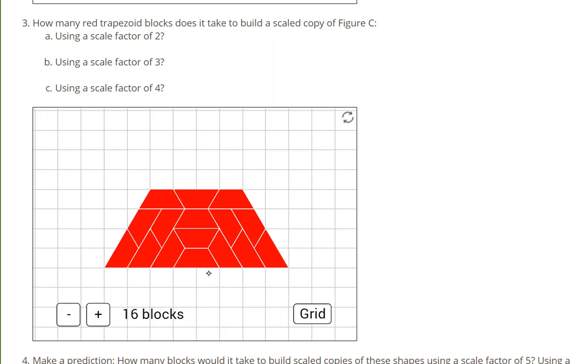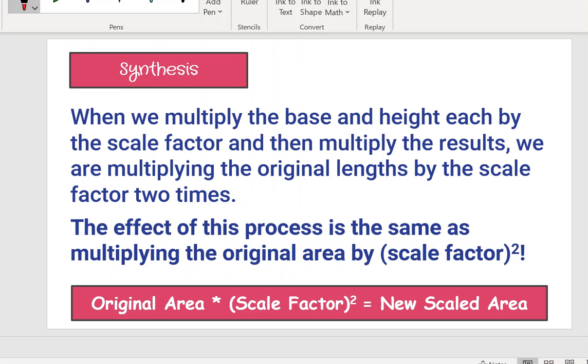So let me jump back onto a slide where I can write. Our original area was 1, because it was one shape, times the scale factor. I said, well, we're building it 4 times as big, and you square that. We get 1 times 4 squared is 16, and 1 times 16 is 16. That's how many blocks it took us to create a scaled copy that was 4 times larger.